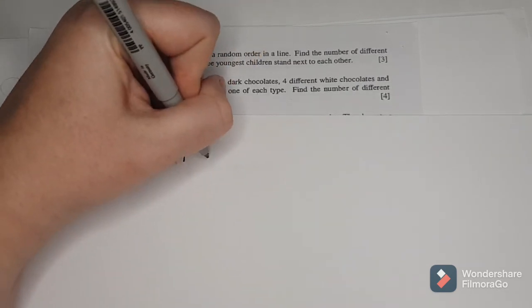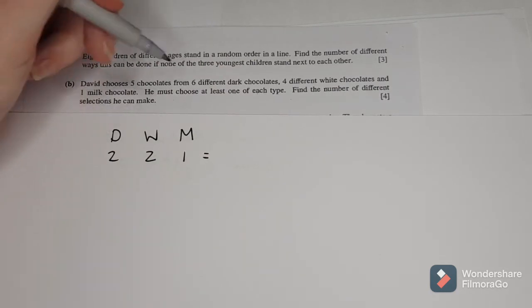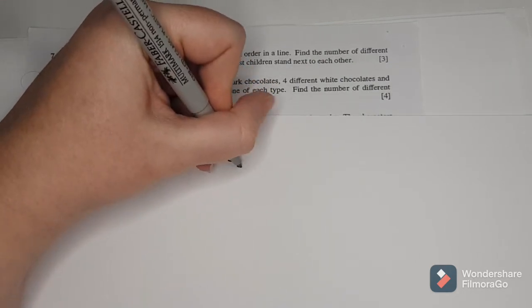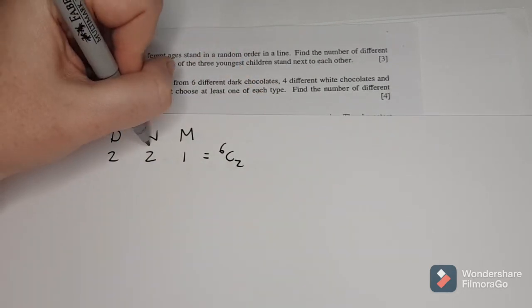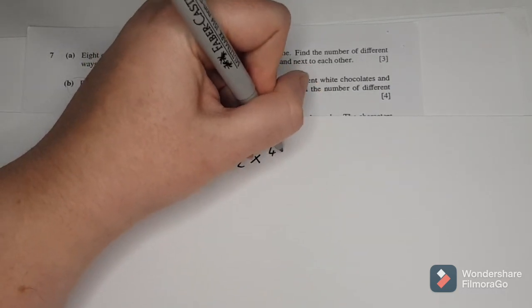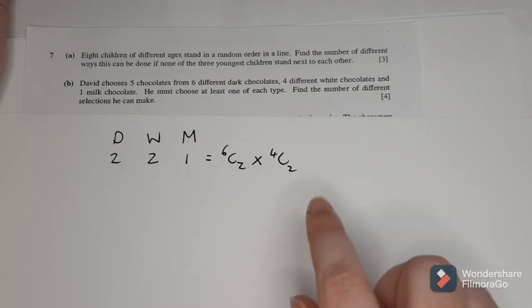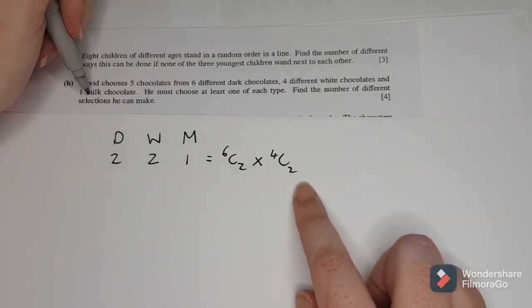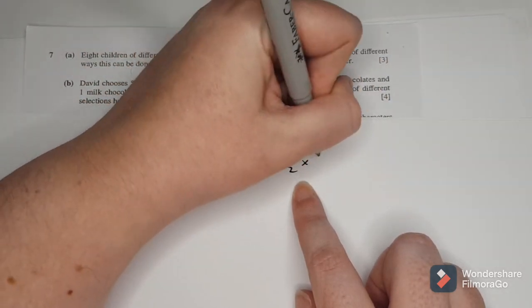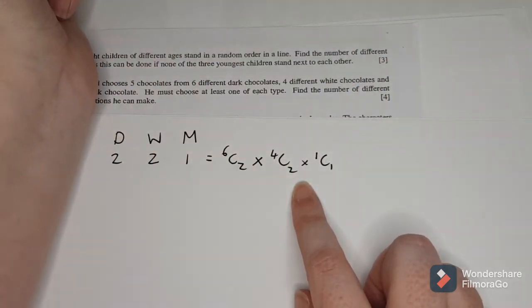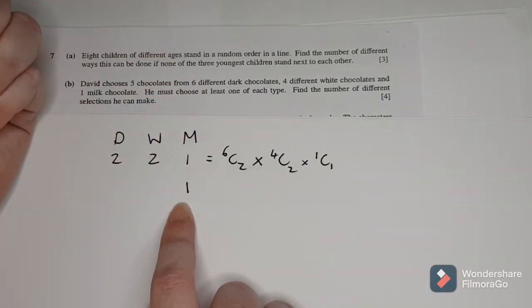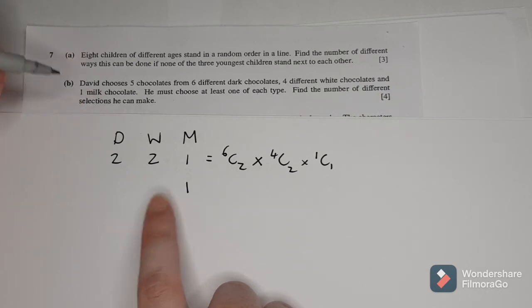So if we look at that, the dark chocolate, he has 6 dark chocolates and he's only choosing 2 of them. And so we multiply. The white chocolate, he has 4 white chocolates and he's only choosing 2. And the milk chocolates, he only has 1 milk chocolate and he's going to choose that one. So out of those, he's choosing 1. Now he must have at least 1 milk chocolate, and there is only 1.